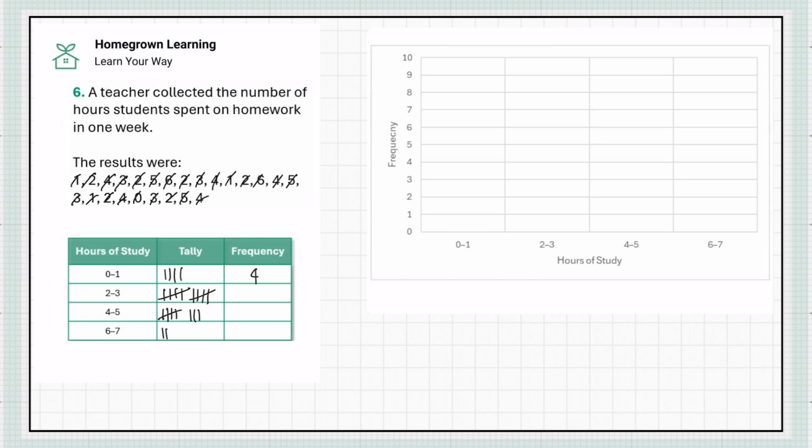For the first one there's 4, second one we have 10, third one we have 8, and fourth one we have 2. Alright, let's draw our frequency histogram. So let's get started. Our first one will be at 4, our second one will be at the top at 10, third one will be at 8, and fourth one will be at 2.